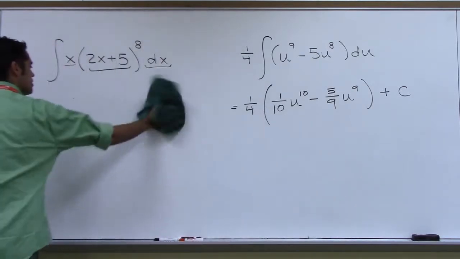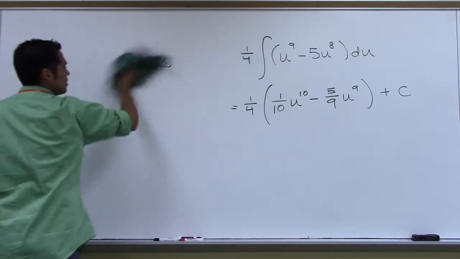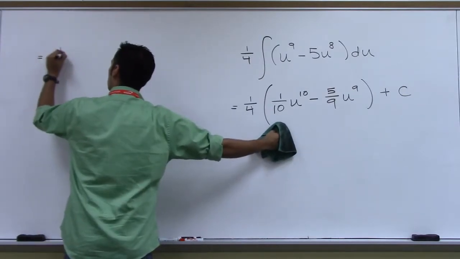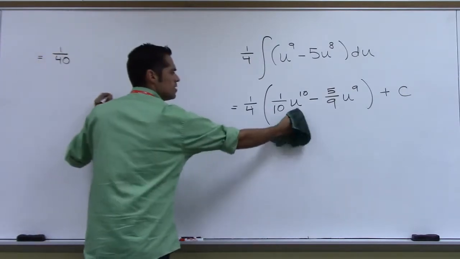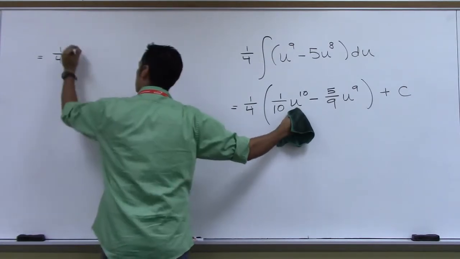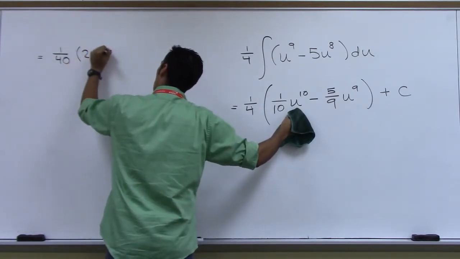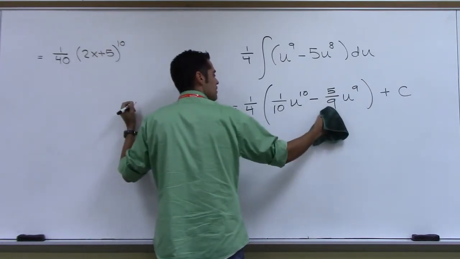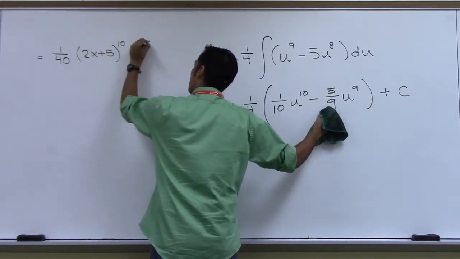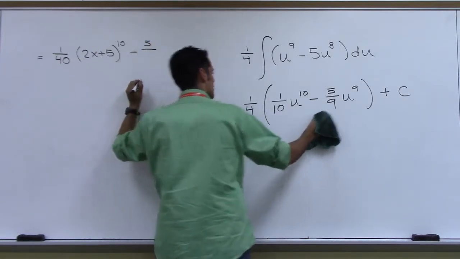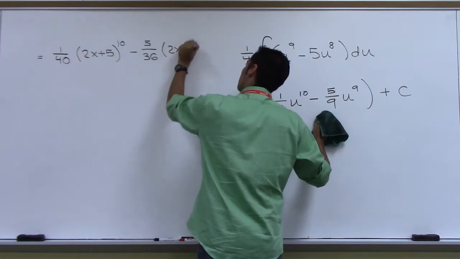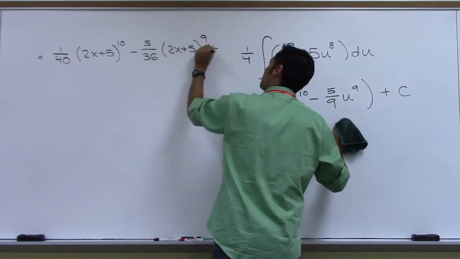So your final result will be, let's see, 1/40th. And then what was u? 2x plus 5, all to the 10th. And then 1/4 times 5/9, negative 5, what is that, 36ths? 2x plus 5 to the 9 plus c.